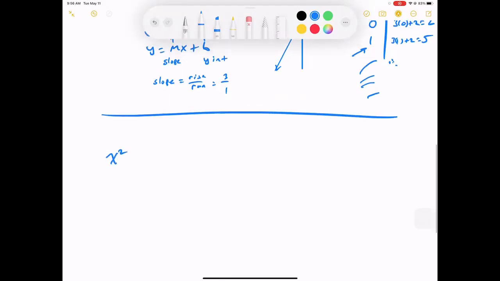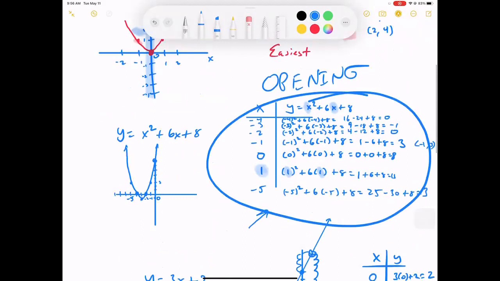x squared. Oh, just real quick, right here. For this problem, could I factor it? What two numbers multiplied become 8 that add up to 6? I always use this one. 1 and 8, or 2 and 4. Hopefully you see 2 and 4. x plus 2, x plus 4.